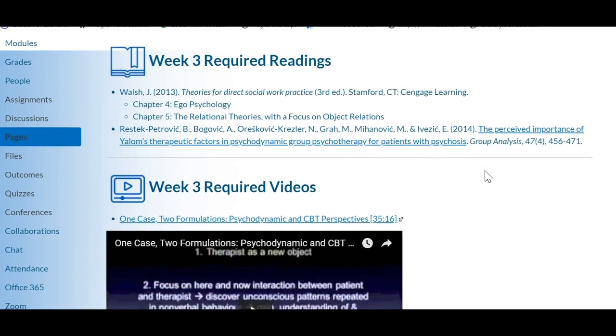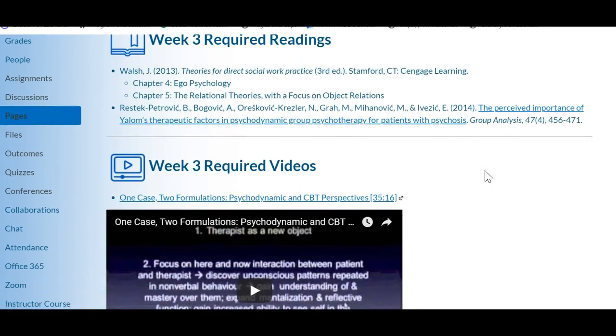Another good article, although the focus should be on Walsh, here's a good article looking at Irvin Yalom's therapeutic factors in psychodynamic group psychotherapy. For those of you who are interested in group work, Irvin Yalom has written a very seminal book on group work.